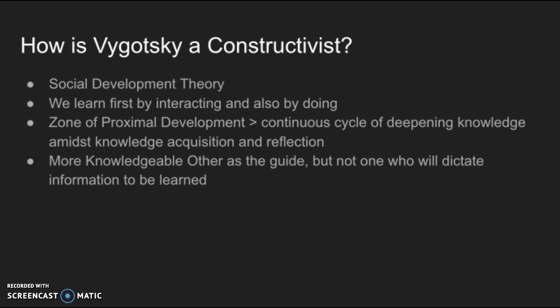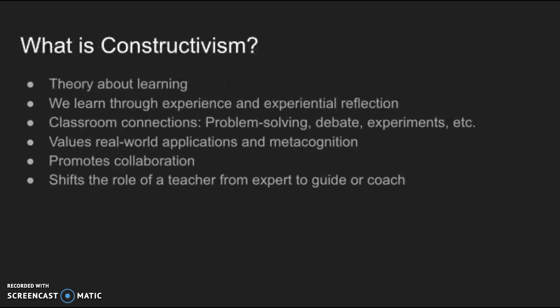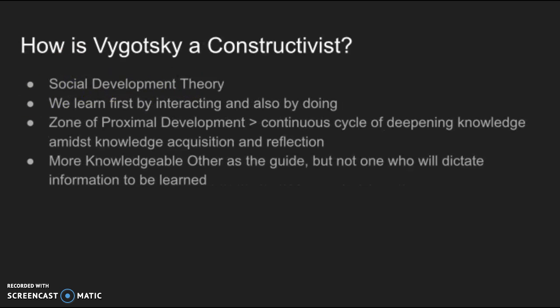So Vygotsky is a dominant constructivist in the field, and that's really largely due to his social development theory. So just like back in Constructivism, where it was this theory about learning, we go back that we learn by doing again, and that we learn by interacting, that the social component comes first, and then later it becomes embedded into us as individuals, but that social piece has to come first.